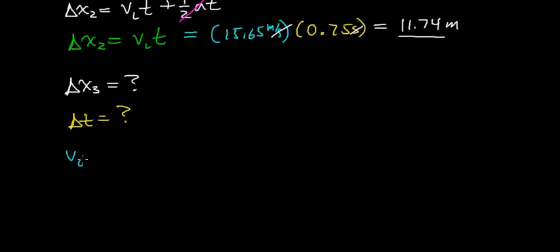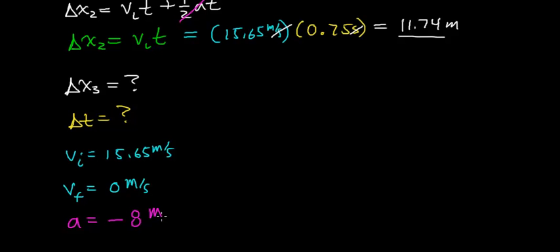But we do know what the initial velocity of the car is. It's still 15.65 meters per second. The car has not slowed down since you looked down at your cell phone. And we know that it's going to come to a stop once the car begins to brake, so its final velocity is going to be 0. And we also know how fast the car is slowing down. In this case, we're saying that it's going to slow down at -8 meters per second per second.